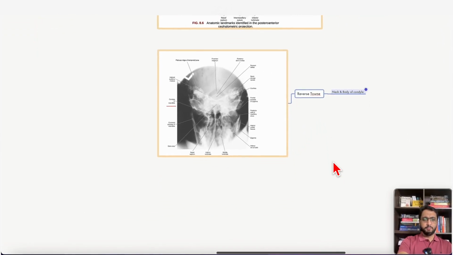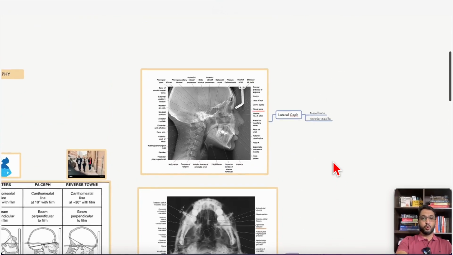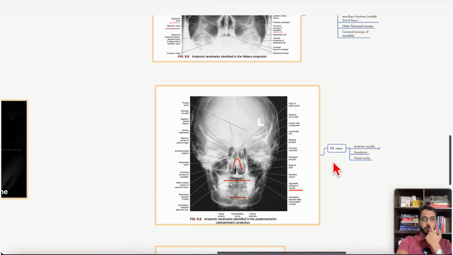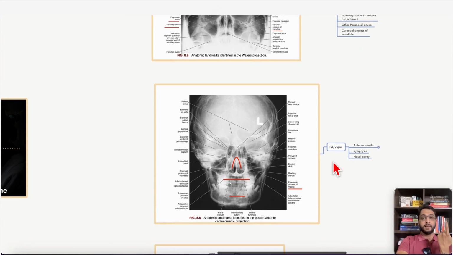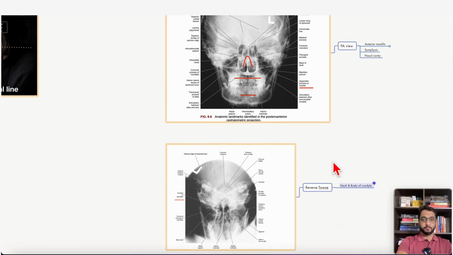So the simplest thing I want to tell you is, you look up, you see the coronoid, you look down, you see your condyle. Now I told you your nasal bone is your lateral ceph along with anterior maxilla, and your nasal cavity with anterior maxilla and anterior mandible, which is symphysis, is your PA ceph. Now you'll ask me, what about your posterior mandible? Sorry, posterior maxilla. Posterior maxilla is majorly viewed using your OPG.